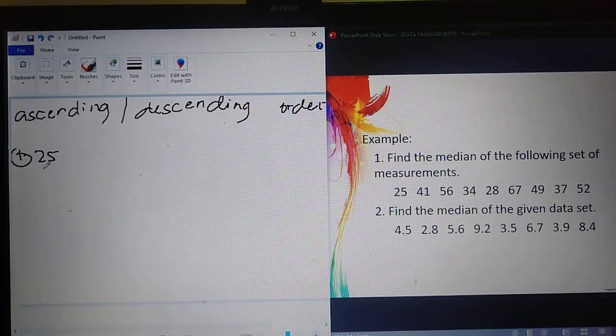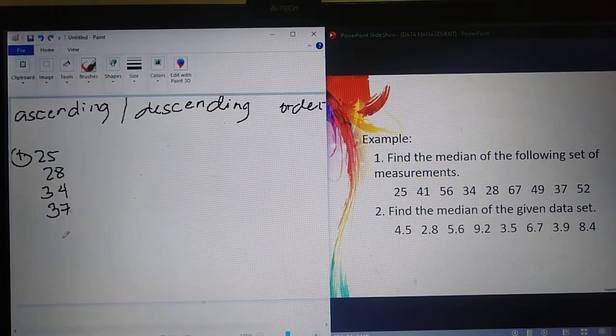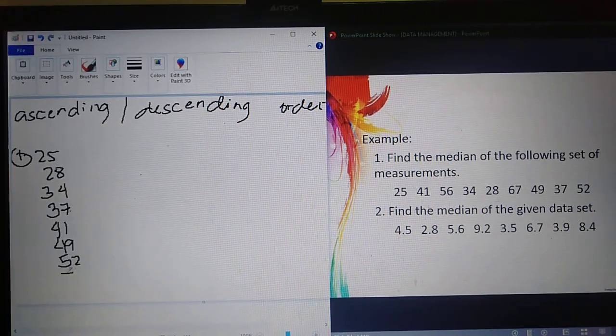25, and then 28, followed by 34, followed by 37, followed by 41, followed by 49, followed by 52, followed by 56, and then 67.